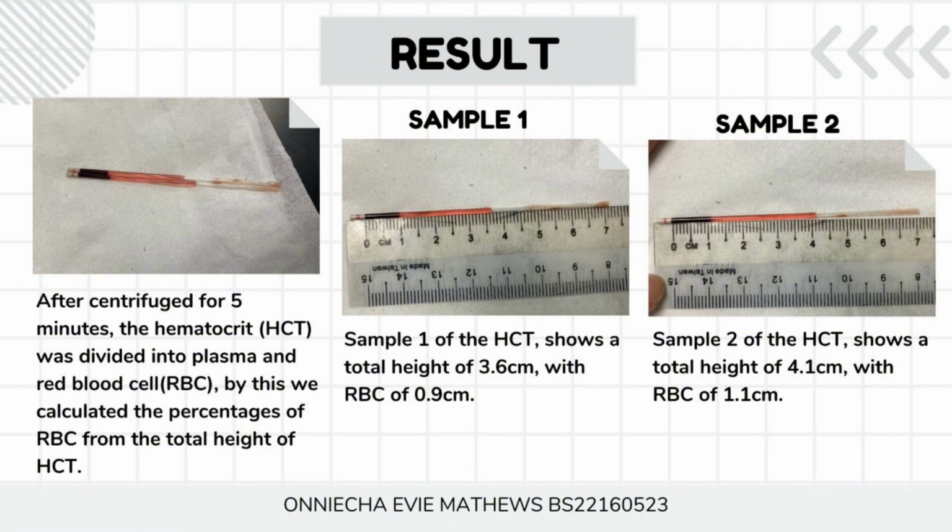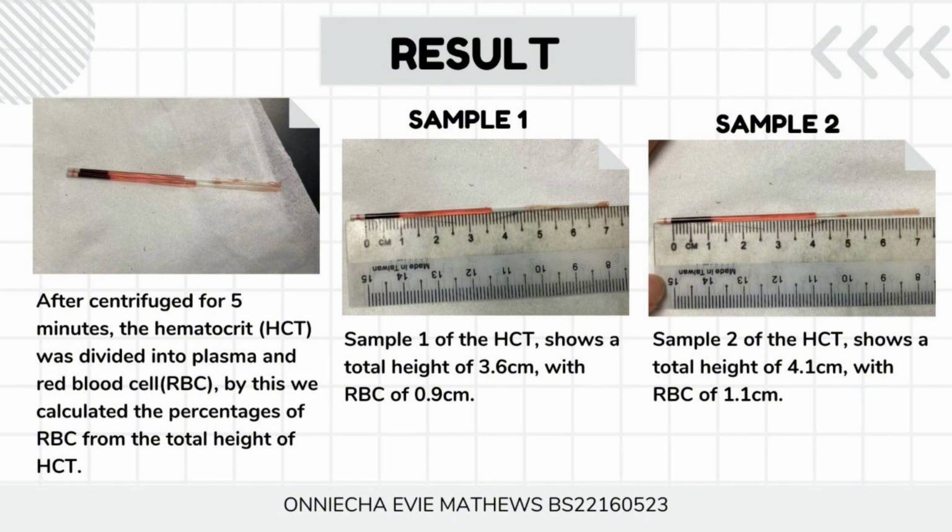In this slide, I'm going to talk about our lab result, in which you can see 3 different pictures. The very left shows the first picture of a hematocrit that was divided into plasma and red blood cells after centrifuge for 5 minutes. By this, we can calculate the percentage of red blood cells from the total height of the HCT, or hematocrit. The next picture, in the center, shows a sample of hematocrit.